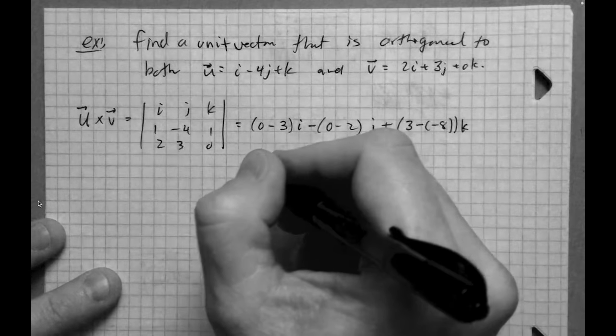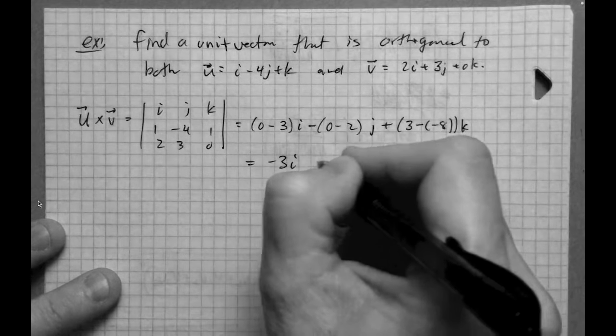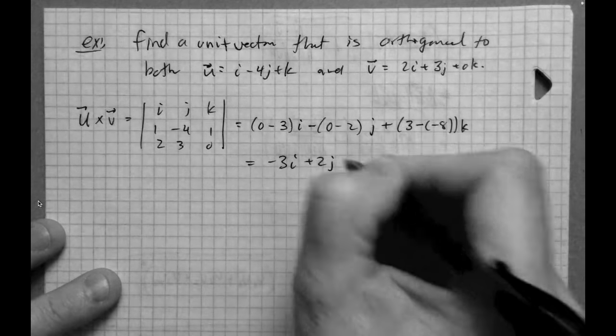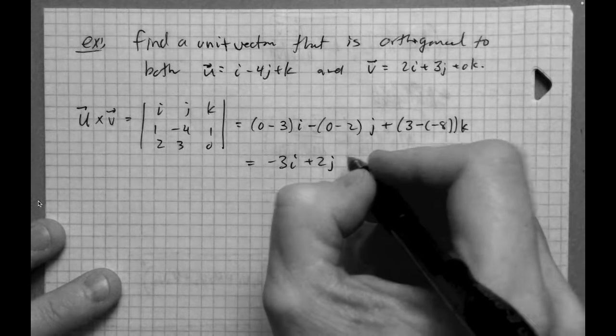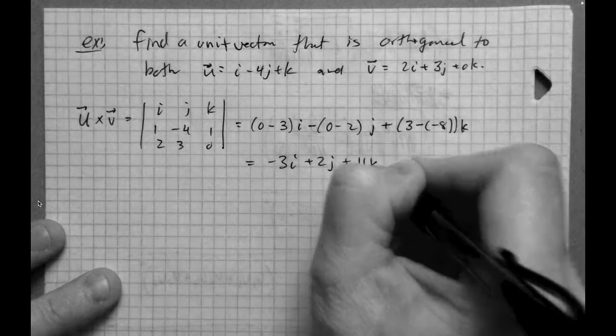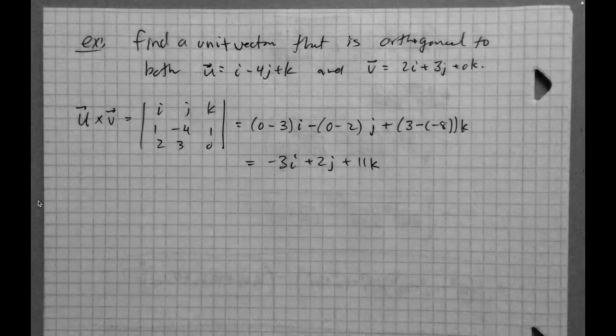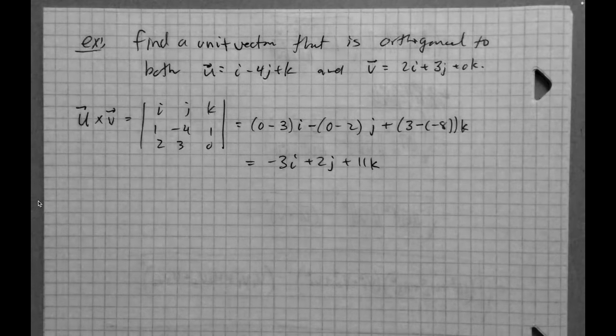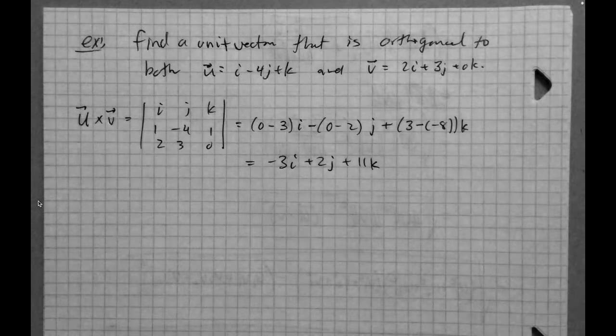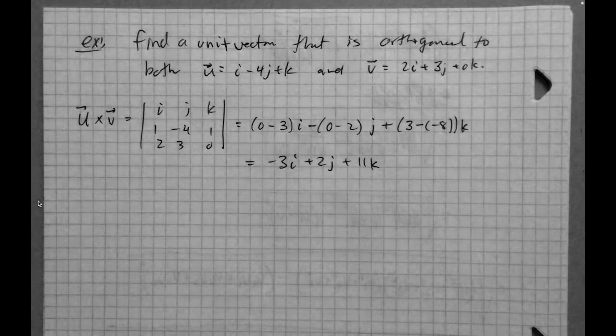Right, and so what do you get? You get -3i plus 2j plus 11k. Okay, so this vector here is u cross v, and it's orthogonal to u and v, to both of those vectors. But it's not necessarily a unit vector. So how do we find the unit vector?